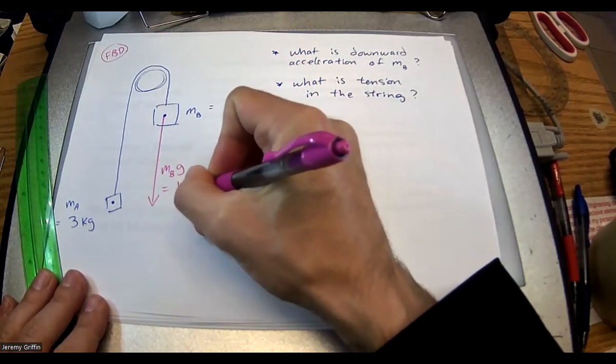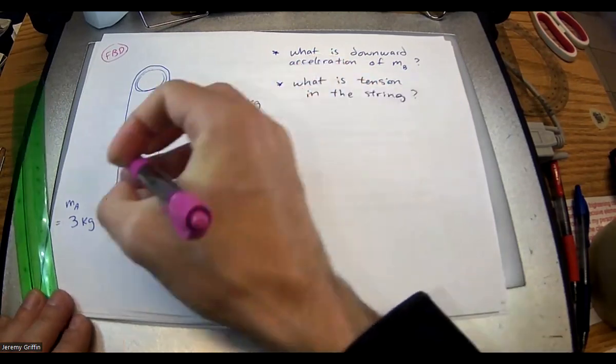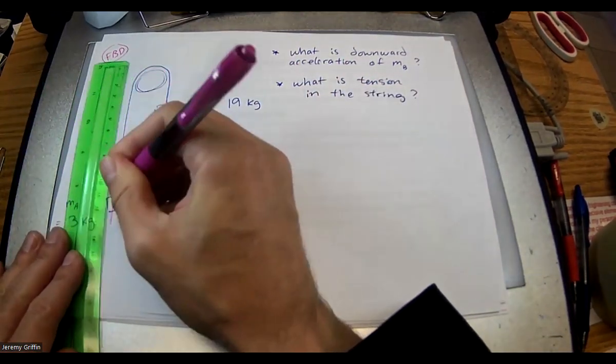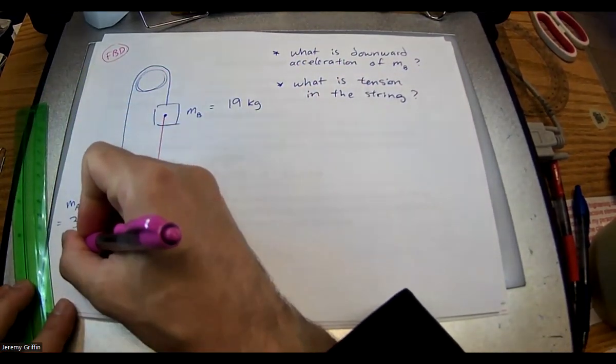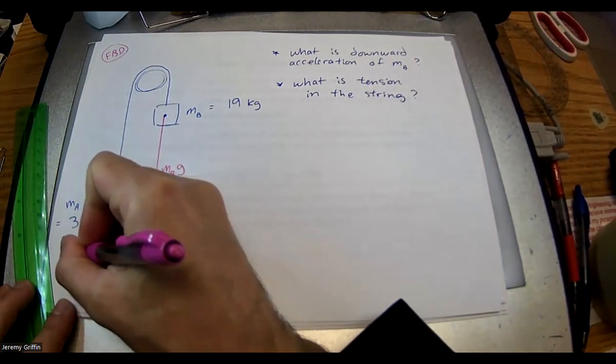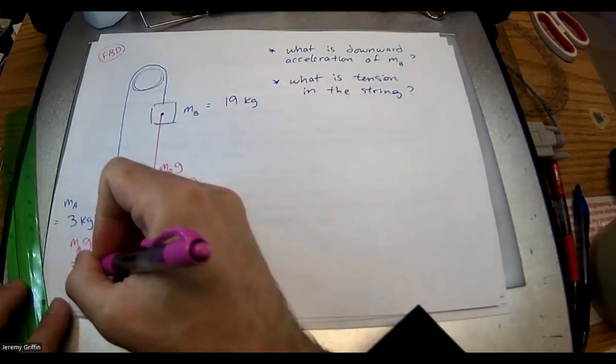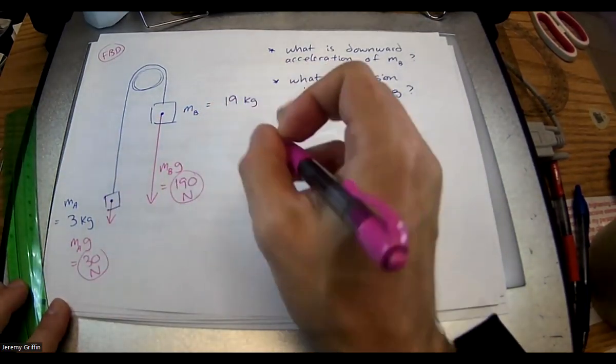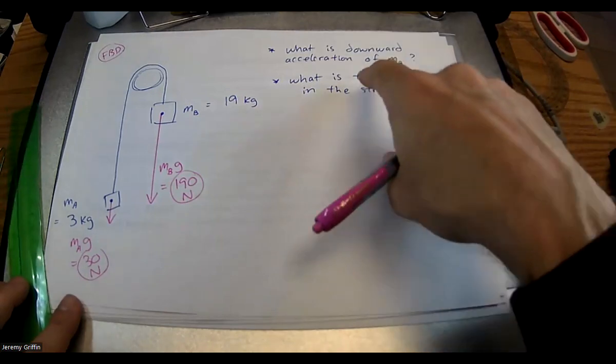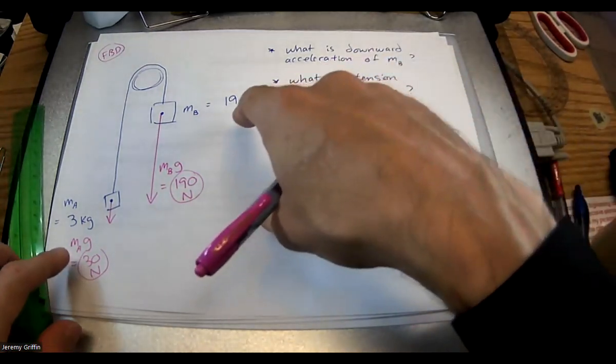You guys say 198 newtons? Thank you. How about this guy right here? That little tiny 30 newtons, right? It's got 30 newtons versus 190 newtons, right? All right, so downward acceleration of mass B.